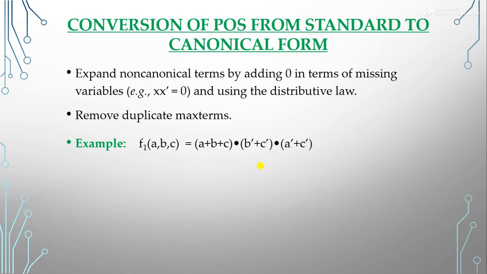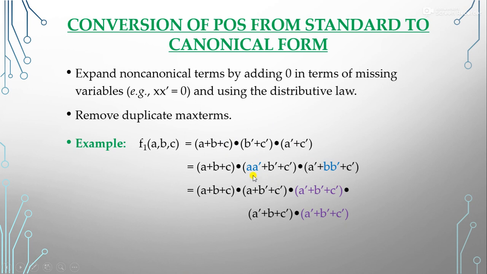Suppose we have this one. Now what do we do here? Here we do not have a, so we add a a', and here we add b b'. Now we use the distributive law, then it becomes (a + b' + c')(a' + b' + c'), and here when we apply the distributive law, it becomes (a' + b + c') and (a' + b' + c').